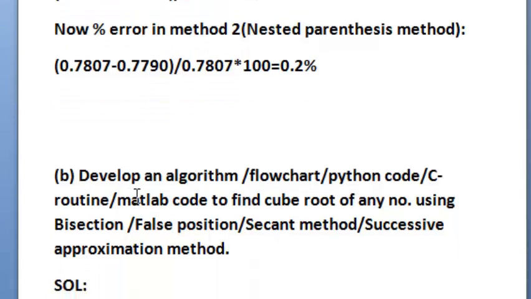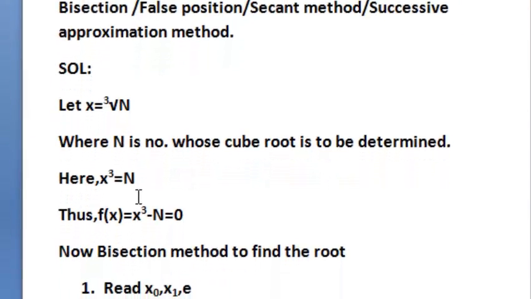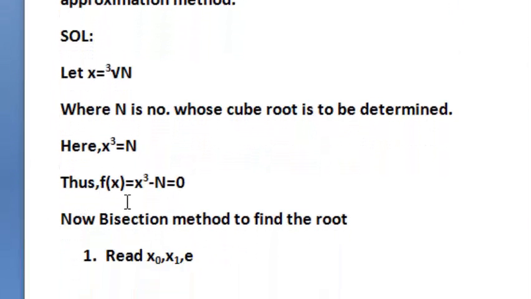Now the second part of the question says: develop an algorithm to find the cube root of any number using any method like bisection, false position, or any method. Our solution here is, let x equal the cube root of N, where capital N is the number whose cube root is to be determined. We can write this as x cube equals N. Thus f(x) is x cube minus N equals 0. We are using the bisection method to find the root.